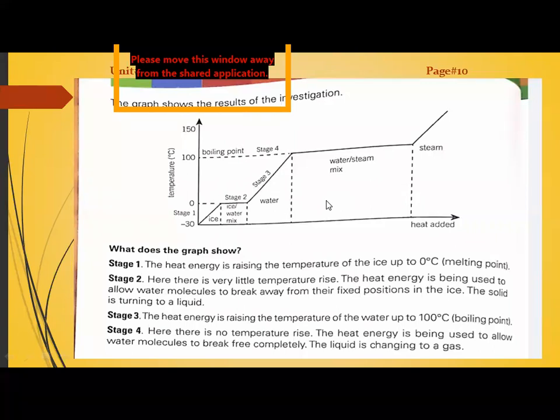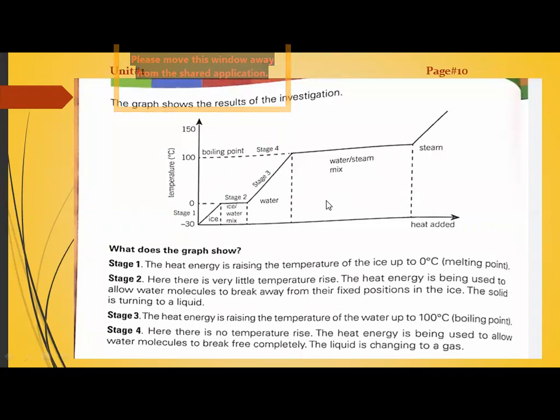So what does the graph show? In the first stage, the heat energy is rising. The temperature of the ice rises up to 0 degrees centigrade, the melting point. Until all the ice melts, its temperature will stay at 0 degrees centigrade.